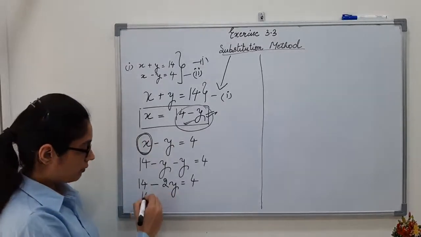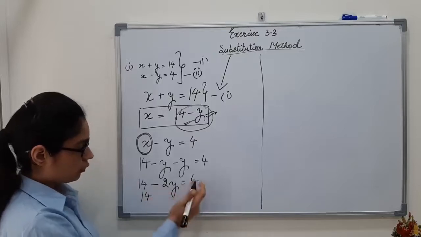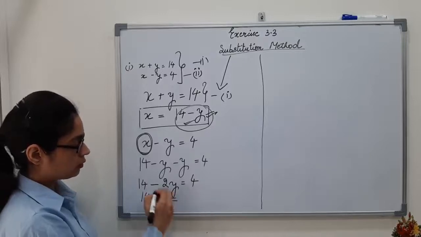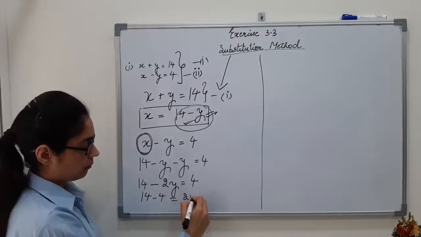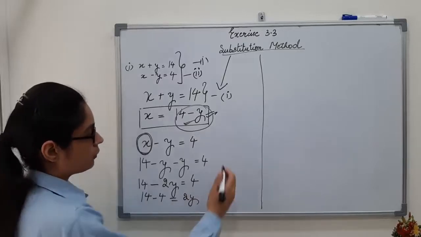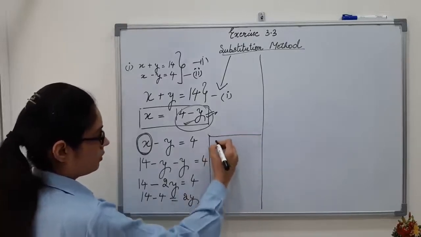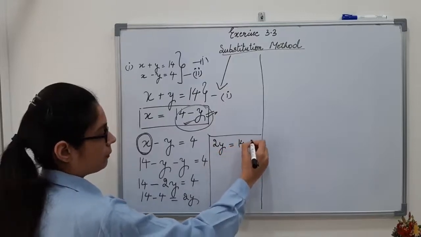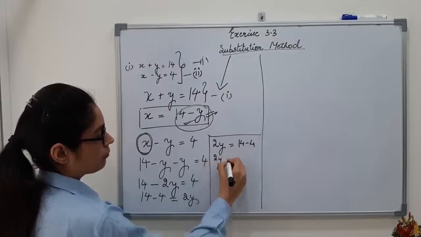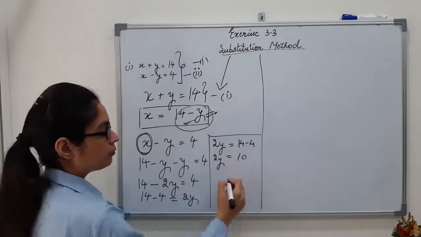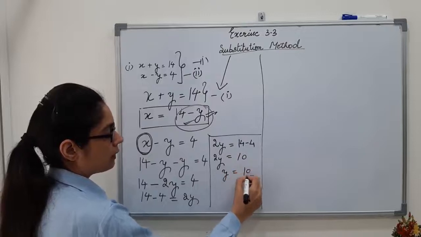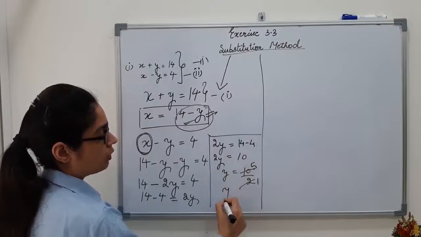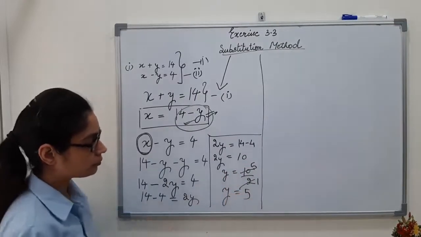Now I will just find out the value of y. This 4 I will shift this side. 14 minus 4, and this 2 I will shift to the other side. It will become plus 2y. Or I can also rewrite this as 2y is equal to 14 minus 4. So it will be 2y. 14 minus 4 is 10, and y is equal to 10 by 2, which is 5, because 2 into 5 is 10. So you got y is equal to 5.